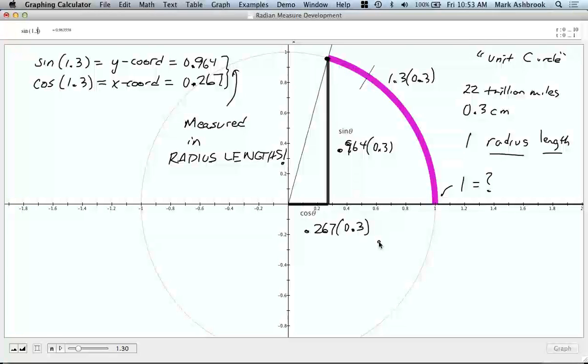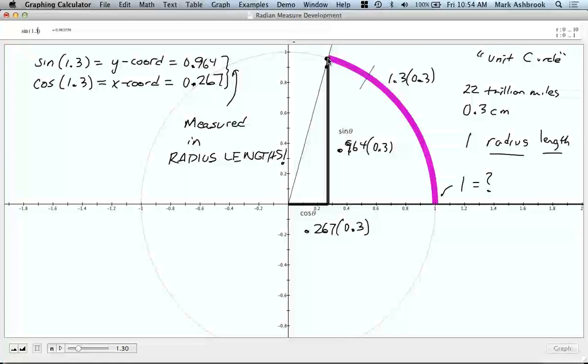So would this only work when he's 1.3 radius lengths around the circle? Yeah, so you change the angle and you're going to get a whole new location. It's going to be a new arc length, a new vertical and horizontal distance. You change the angle and you're in a different place. Is that why they always say sine squared plus cosine squared equals 1? Because the circle's radius is 1, so it's 1.